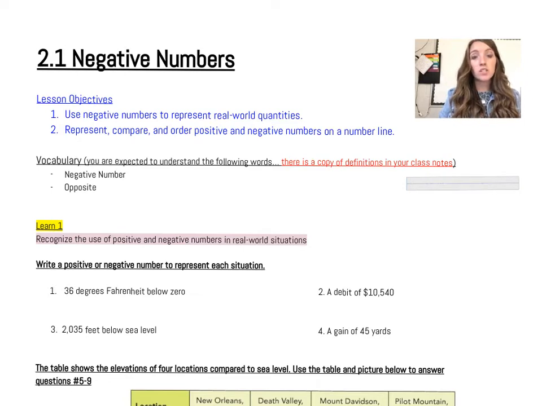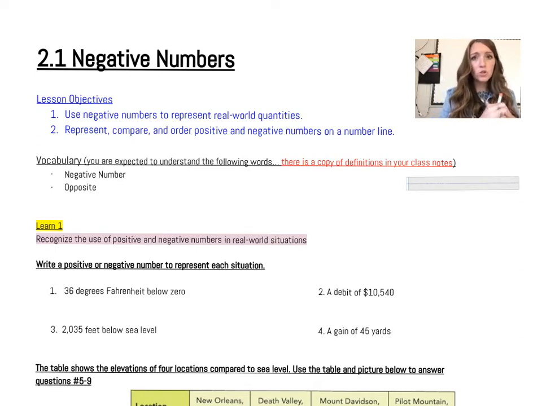Today we are going to be shifting gears from our first section in 1.1 with positive numbers on a number line and how to draw those, and now we're going to be looking at how to use and write negative numbers on our number line and negative numbers in real world situations.